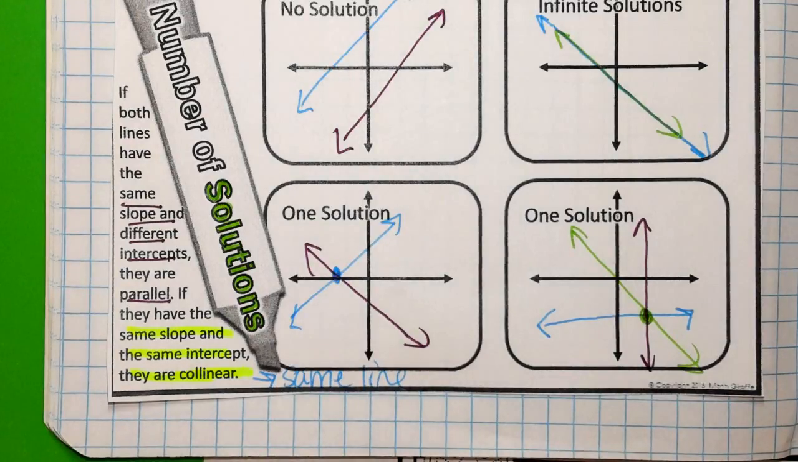Who remembers the way we learned several ways how to graph? What's one way you remember? Graphing using what form? Slope-intercept form. And what's slope-intercept form? y equals mx plus b. Awesome. Alright, what's another way that we learned how to graph?